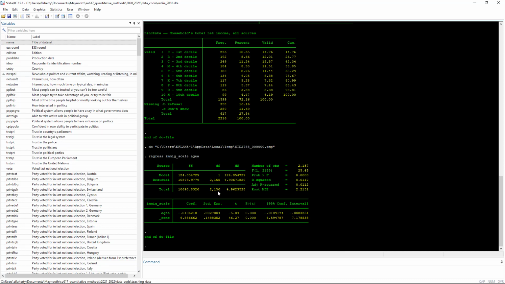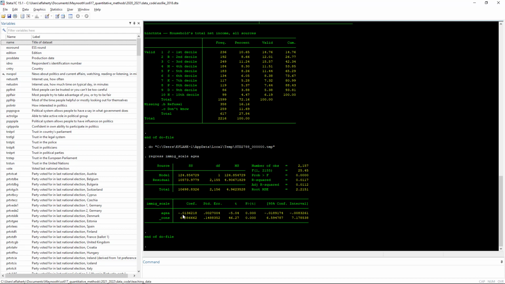Now the key pieces of information here are, of course, our overall model significance, our F value and the associated p value. And again, this is testing the hypothesis that the population value of the coefficients is equal to 0, and we see that it's quite unlikely that this is the case. So this is a statistically significant model. Our adjusted R squared shows 0.0112, and remember that this can be read as a proportion or a percentage. So we're explaining about 0.01 or about 1% of variation in attitudes towards immigration using age.